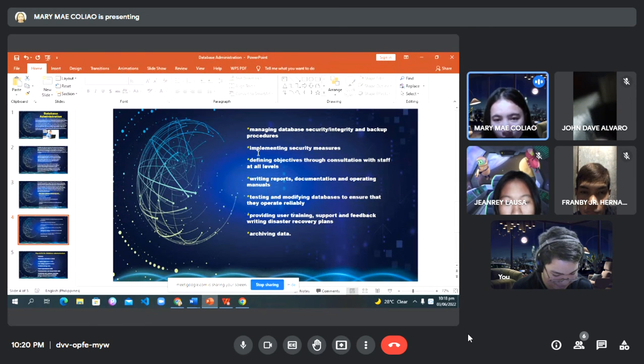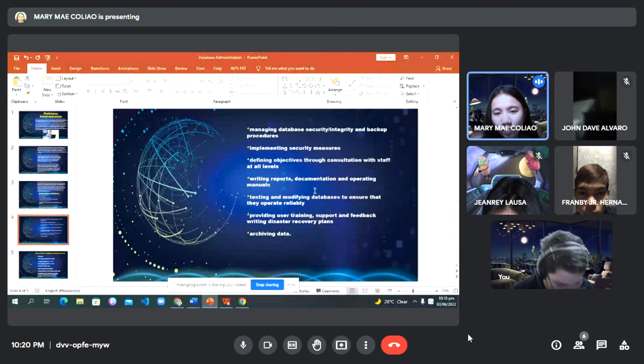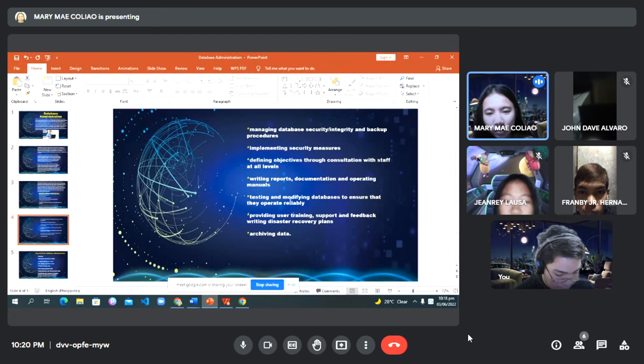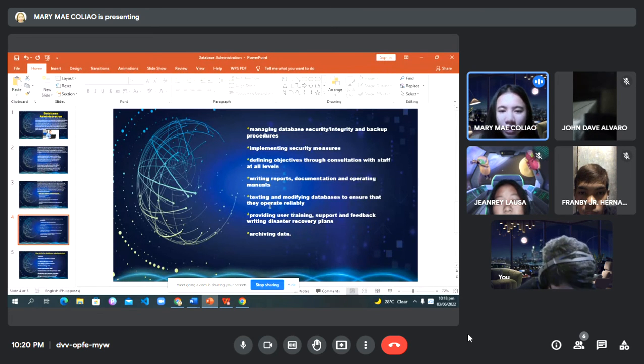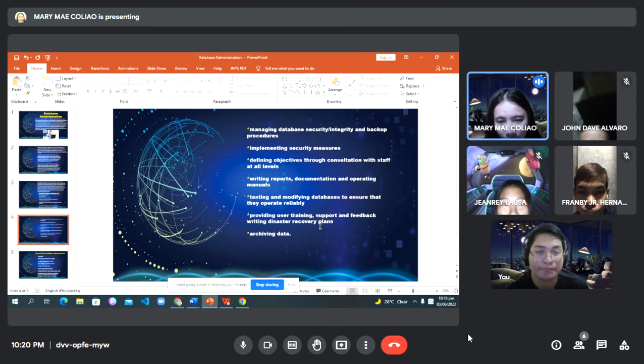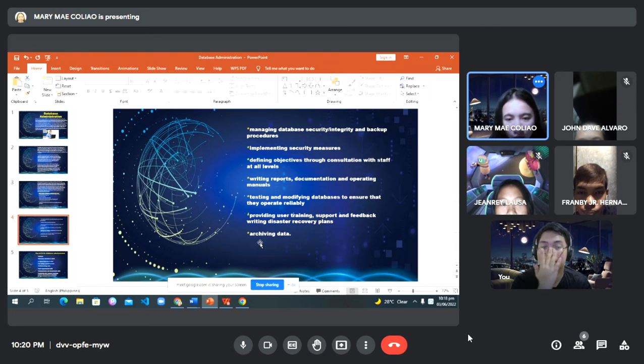Second, implementing security measures, defining objectives through consultation with staff at all levels, writing reports, documentation, and operating manuals, testing and modifying databases to ensure that they operate reliably, providing user training, support, and feedback, writing disaster recovery plans, archiving data.